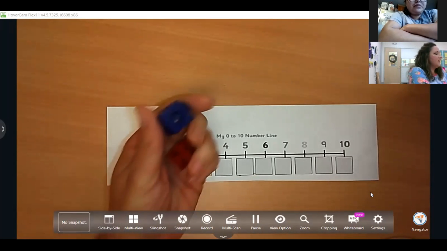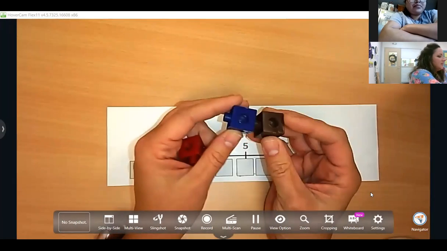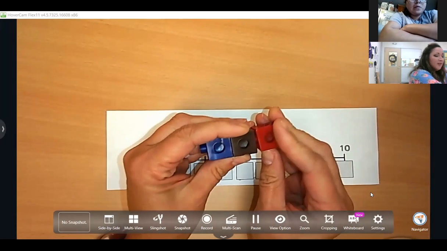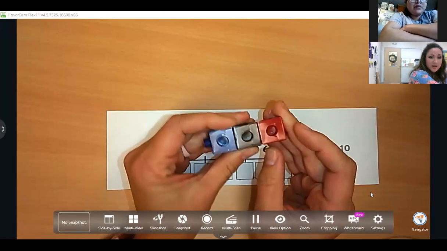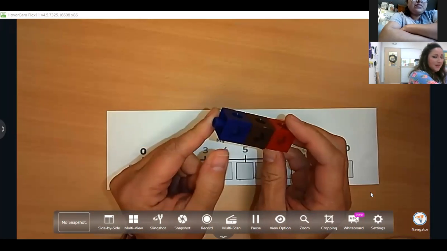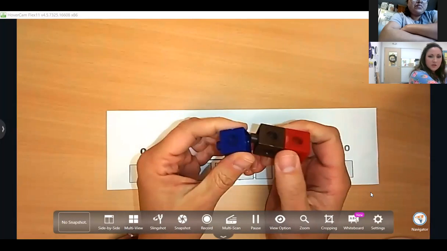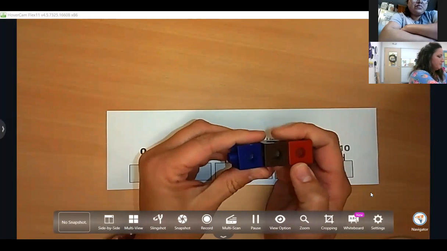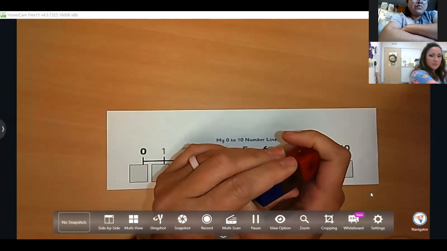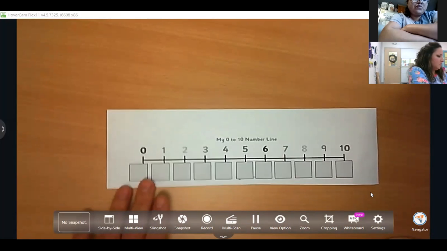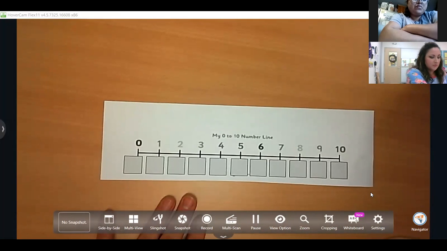All right, one thing that's good about these connecting counters, a lot of times in 4K and 5K, their fine motor skills are still developing. So if you use the connecting cubes, they can practice pulling them apart and work on those fine motor skills in their hands.